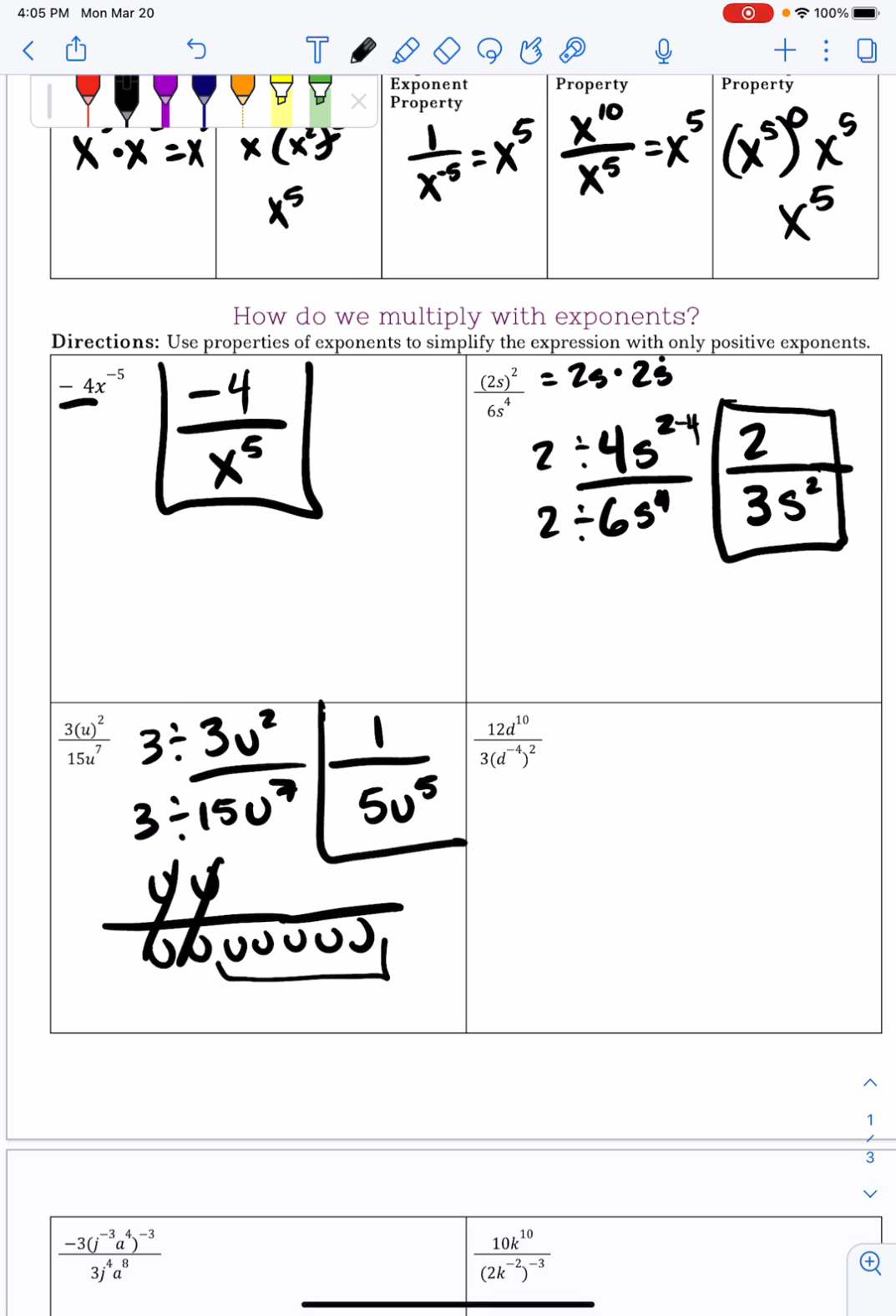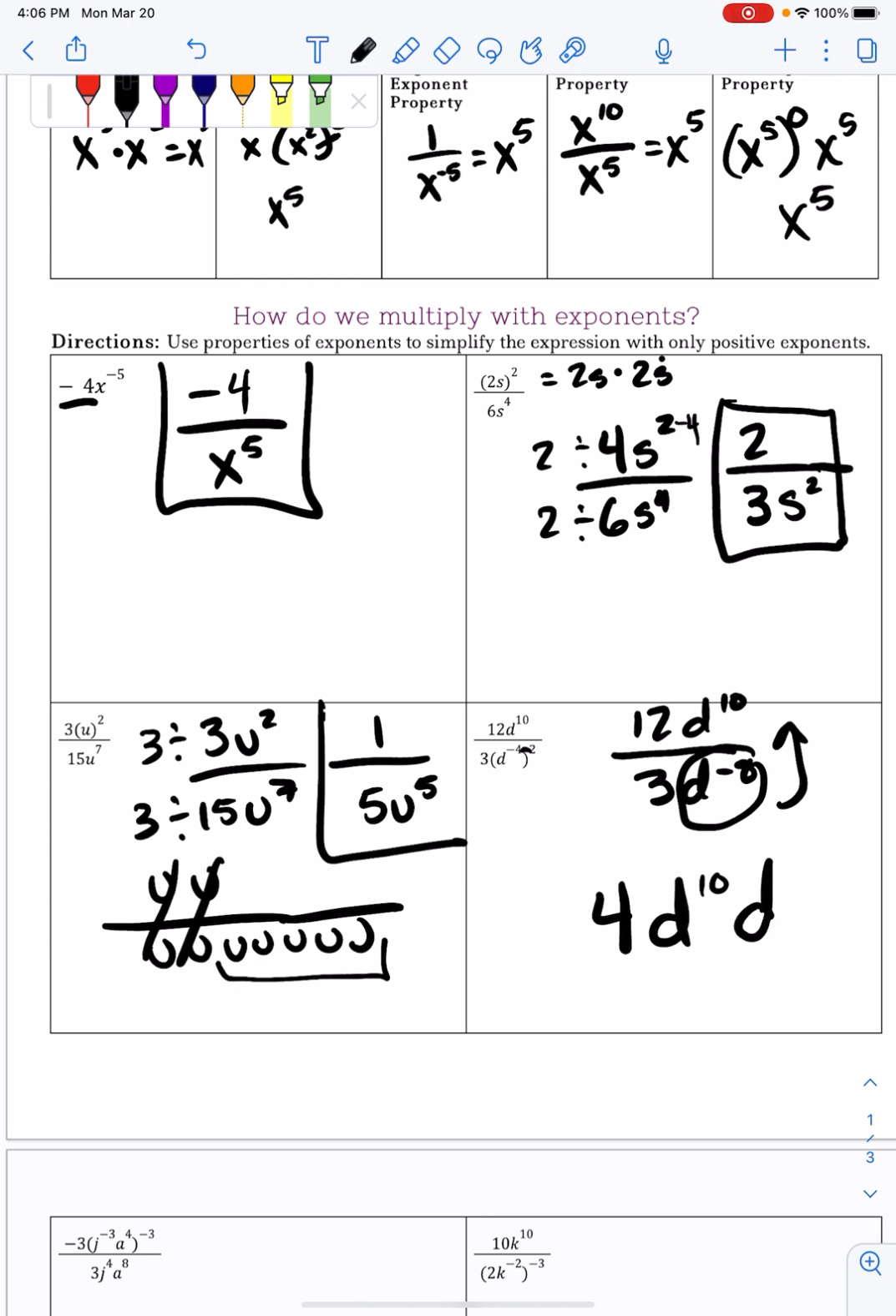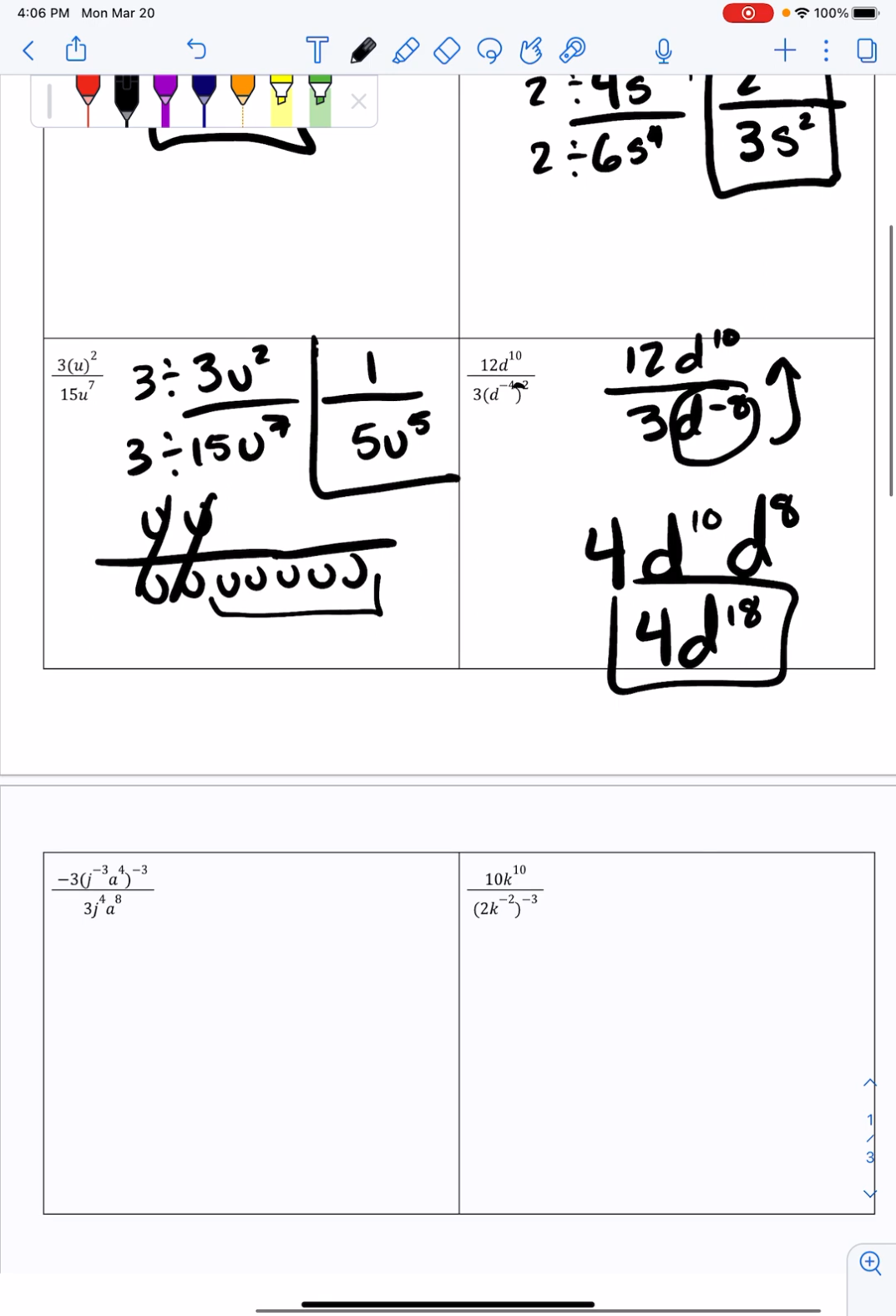Okay, in this next example, we need to distribute this 2 times that negative 4. So we have 12d to the 10th over 3d to the negative 8. These d's want to go up to the numerator so that they can be positive. 12 divided by 3 is 4. D to the 10th plus the d to the 8 that we brought up. This is the product rule, and we add them. So now we have 4d to the 18 as our final answer.